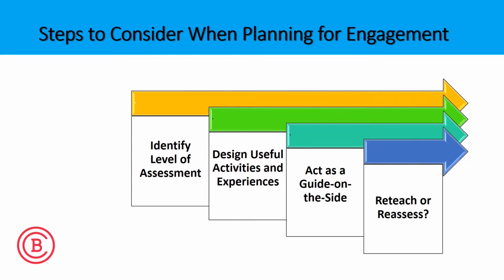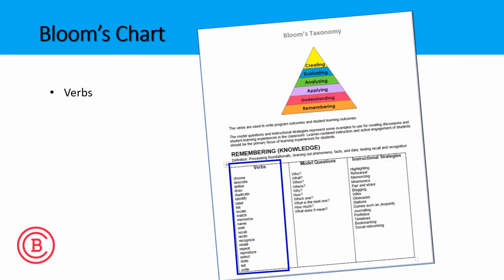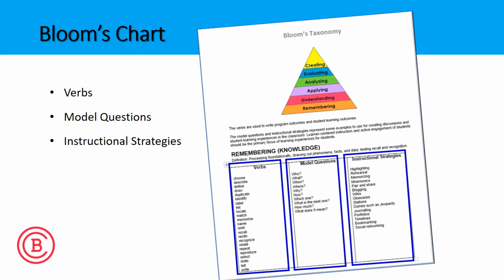Next, we will look at some examples of how to pinpoint the correct level of Bloom's while designing your engagement experience or activity. Find the Bloom's chart you were asked to open and save at the beginning of this session. This chart is helpful when you are looking at the student learning outcomes, as the verbs used to write the SLOs and EOs can be found on this chart. The model questions and instructional strategies on this chart represent some examples for creating discussions and student learning experiences in the classroom or in the Canvas learning environment.